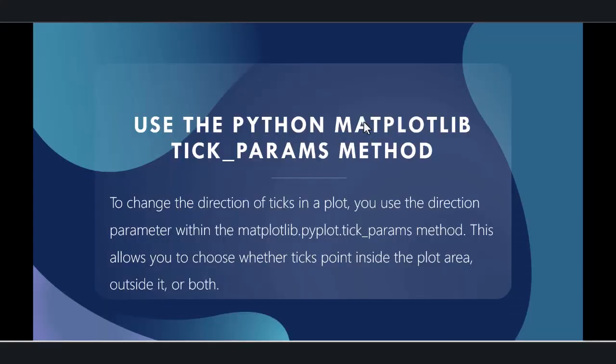So let's start with the first method, using the Python Matplotlib tick parameters method. To change the direction of ticks in a plot, you use the direction parameter within the Matplotlib pyplot tick parameters method. This allows you to choose whether ticks point inside the plot area, outside it, or both. In simple words, by giving the direction parameter inside this method, we can define whether we need the tick to point inside the plot area, outside, or both.